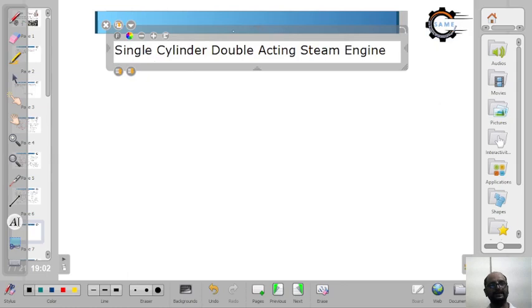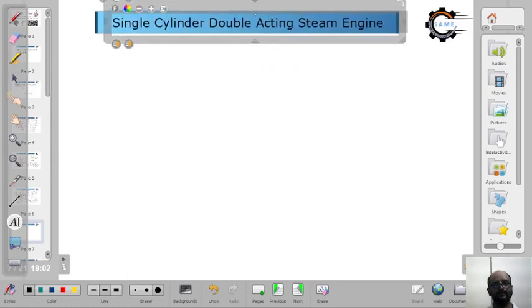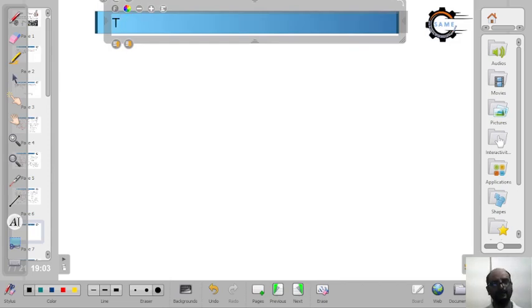I'll write down here directly, no problem. Yeah, I'll edit this. See, it is in a single cylinder double acting engine. Now we will see T mean. T mean is also called T resisting. T mean or T resisting, we will see this term.